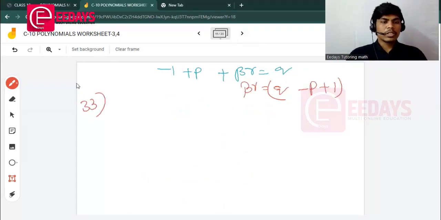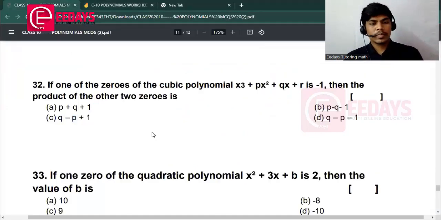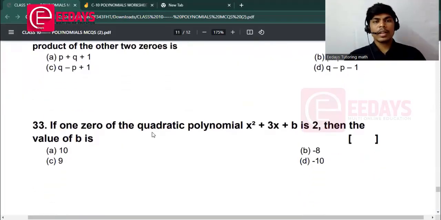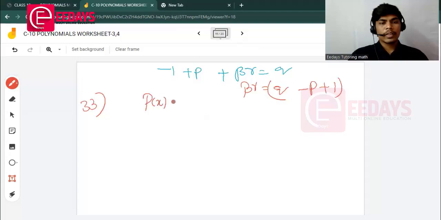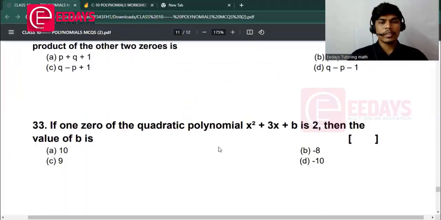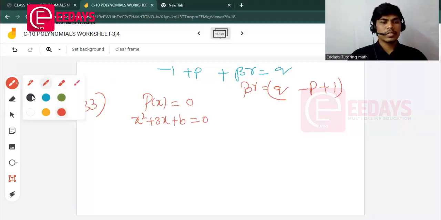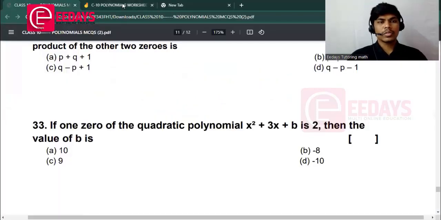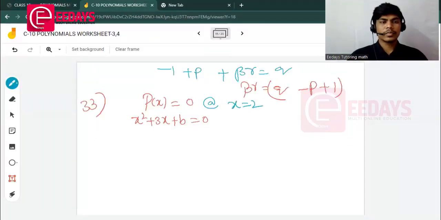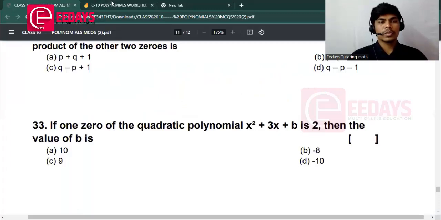Let us move on to the last question, 33rd question in our session. If one of the zeros of the quadratic polynomial p of x is equal to 0. What is the polynomial they have given? x square plus 3x plus b is equal to 0. If one of the zeros is 2, that is nothing but x is equal to 2.